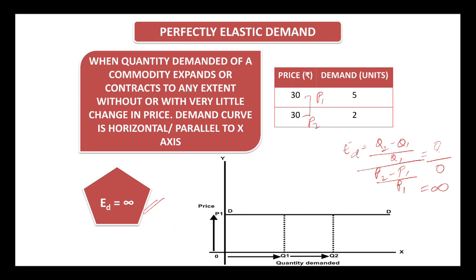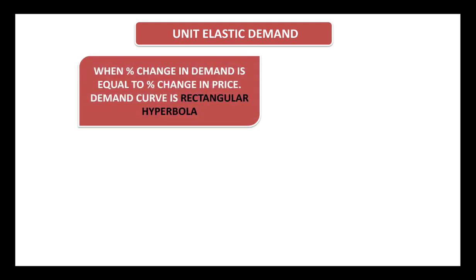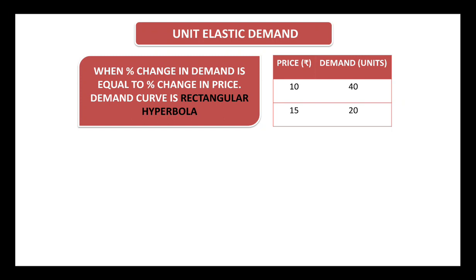And how does the demand curve look like? Over here again, quantity demanded on the x-axis. If the quantity is this, and again the prices are set as 30, so we generally get a horizontal line which is parallel to the x-axis. Moving to the third type, it is the unit elastic demand. Unit elastic demand says that the percentage change in the demand is exactly equal to the percentage change in the price.